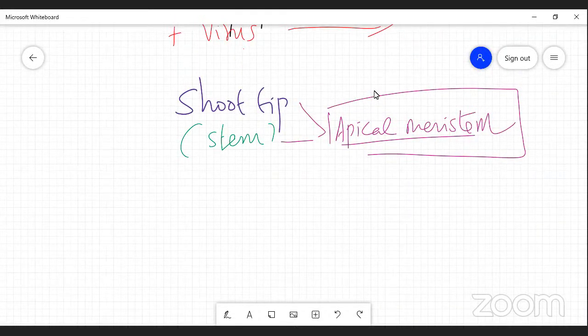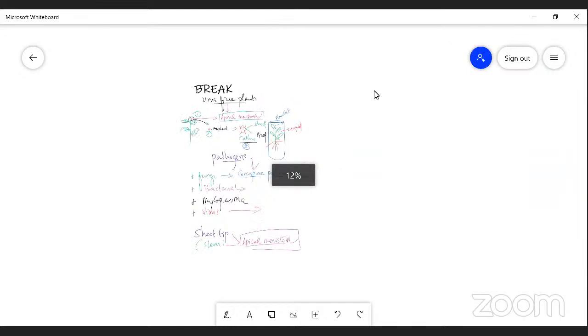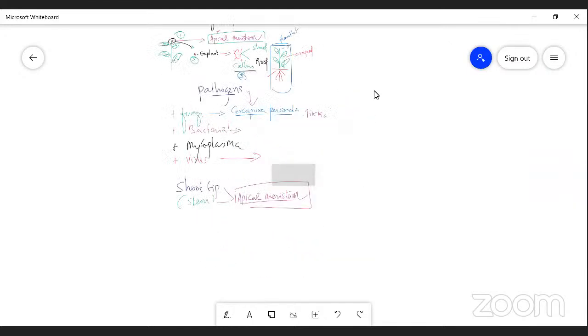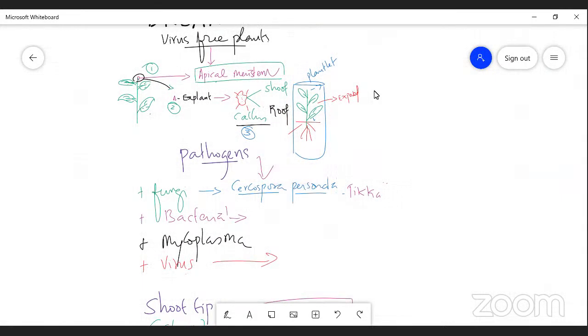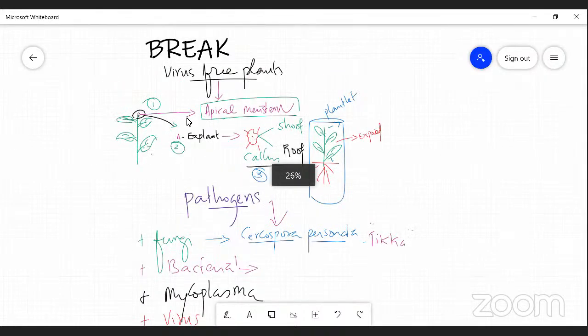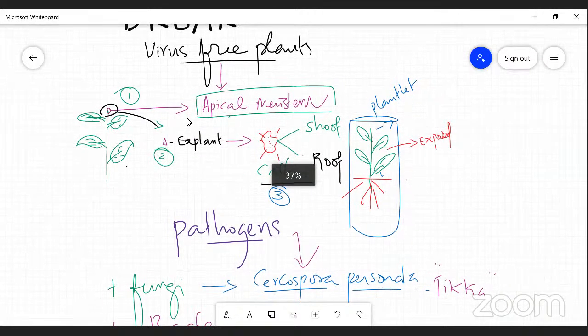conservation of plant genetic resource. Before going to discuss it, I'd like to ask some questions. Yes, students, did you understand? Students? What do you understand about virus-free plants? And which of the following techniques of plant tissue culture is involved in making virus-free plants?